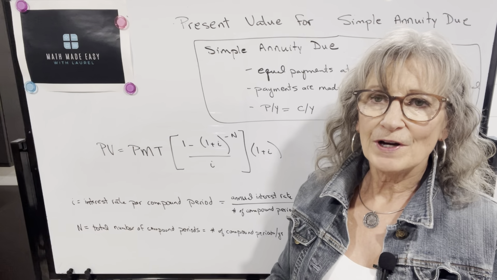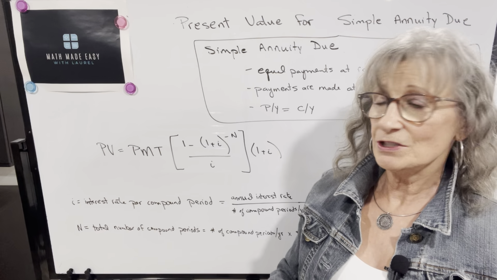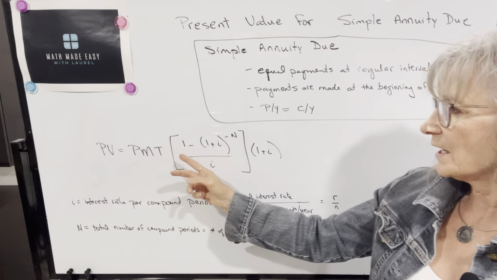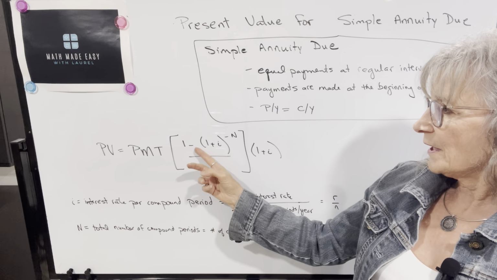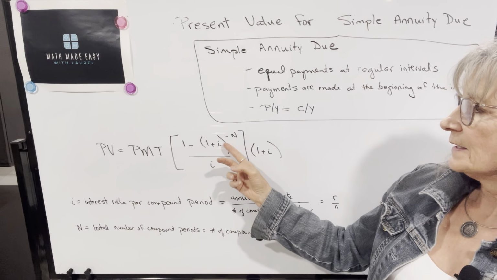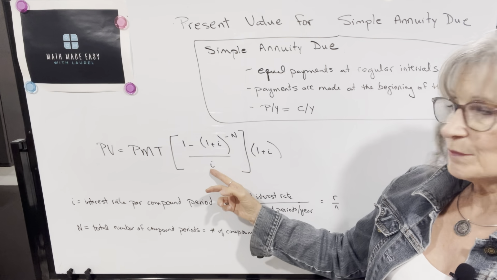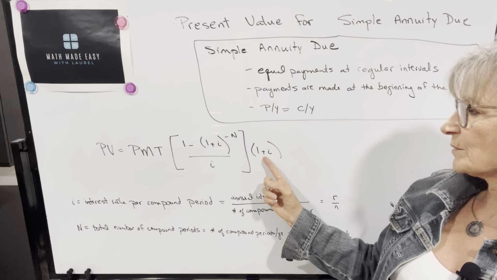The formula for finding the present value of a simple annuity due is this. Present value is equal to the payment amount times, in brackets, 1 minus (1 plus i) to the exponent of negative n, divided by i, times (1 plus i).